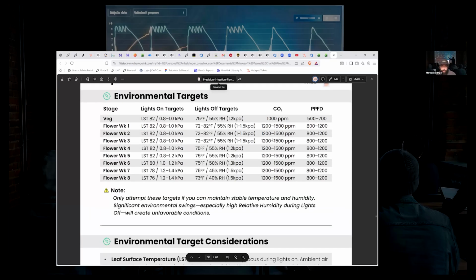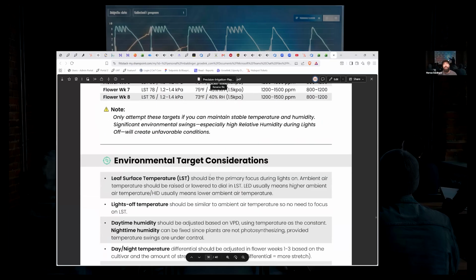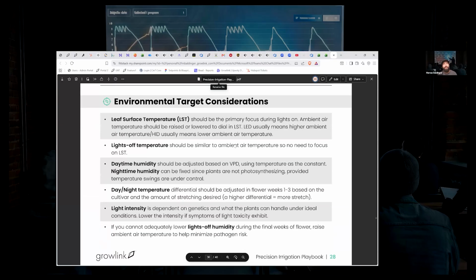So if you got any questions on those, just type them in. We can always go back through there, but I do want to go through these environmental target considerations.